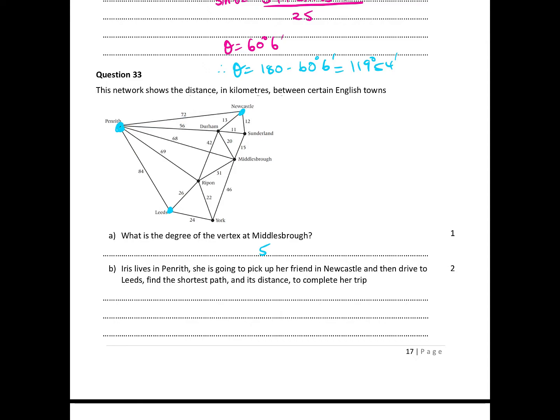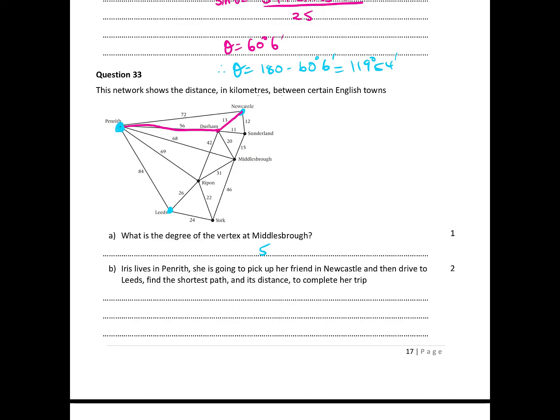The shortest one coming out of Penrith is 56. What's 56 plus 13? Well, that's 69. So that's definitely shorter than going across 72. So I'm definitely going to do that path because I need to do that first. So I'm going to go Penrith to Durham and then to Newcastle. Now I need to go to Leeds.